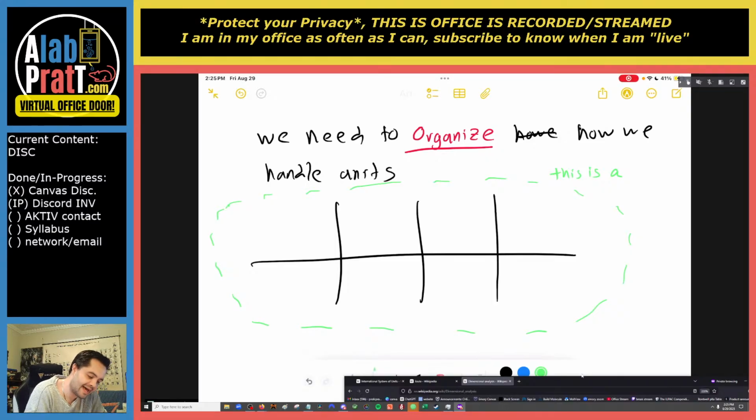I call this a lattice. All it is, you're just setting up an extended tic-tac-toe pattern.